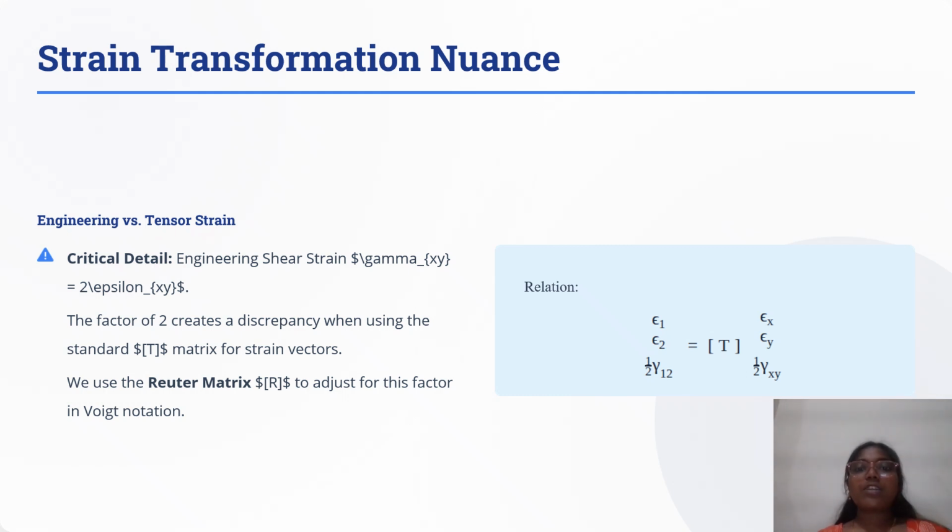Strain transformation nuance. Engineering versus tensor strain. Critical detail: engineering shear strain gamma xy equals 2 epsilon xy. The factor of 2 creates a discrepancy when using a standard T matrix for strain vectors. We use the Reuter matrix R to adjust for this factor in Voigt notation.